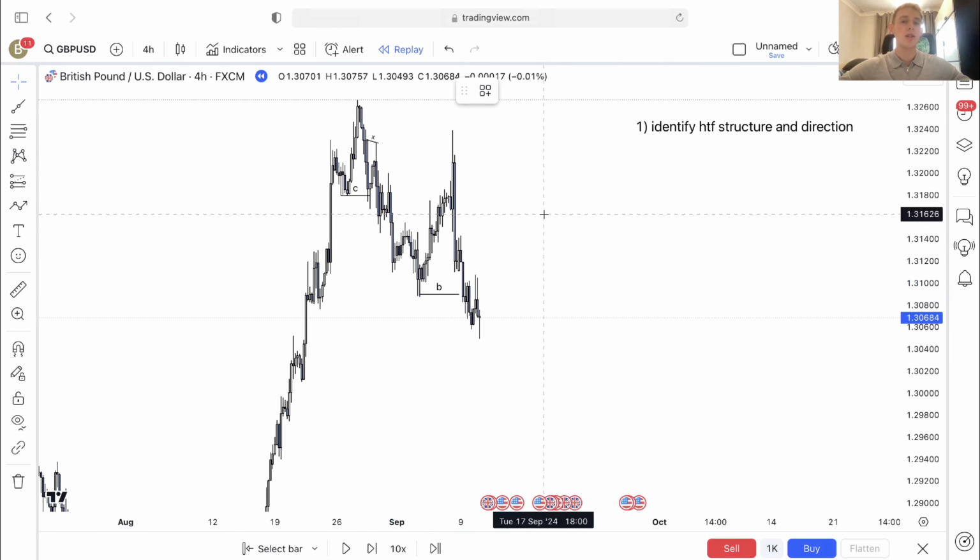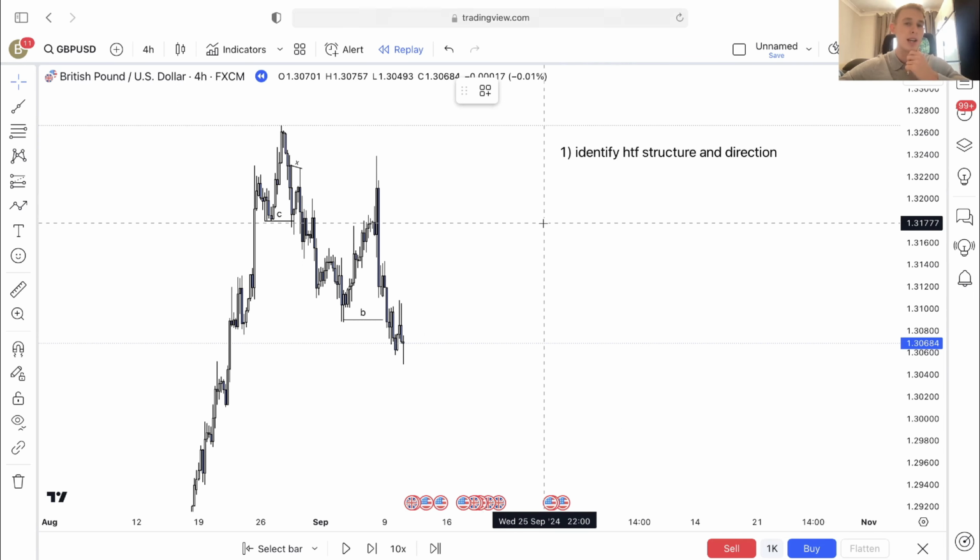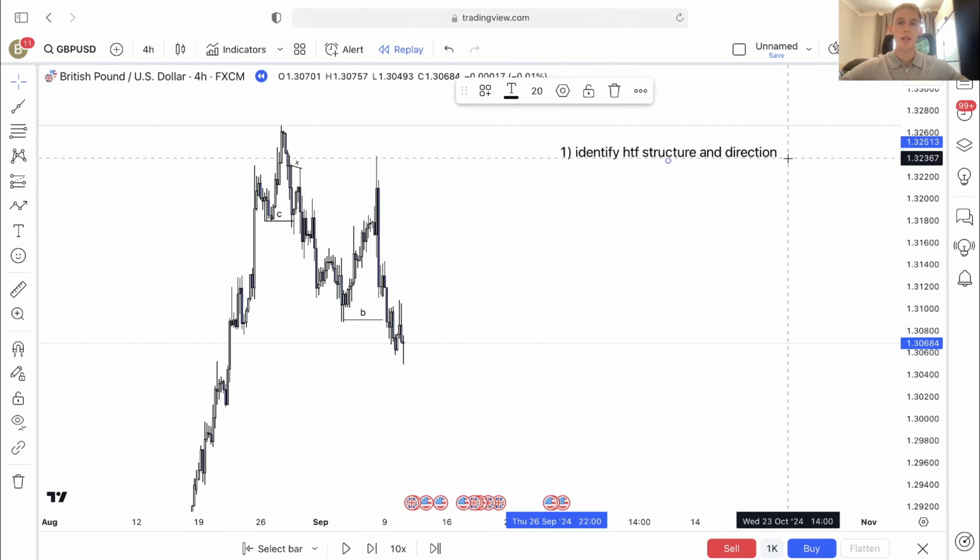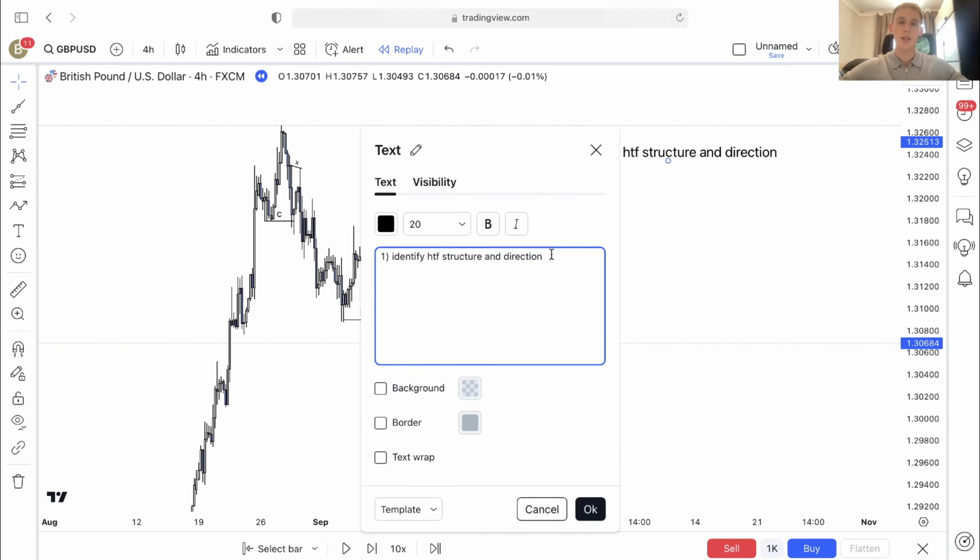So once we've done this, all we're essentially asking ourselves is where can price potentially pull back into for us to potentially look to jump in on these sells and trade in line with that overall higher time frame direction, which we have just identified. And that brings us to step two, which is to go ahead and identify a point of interest to sell from in this case, or to buy from if we're looking for buys.